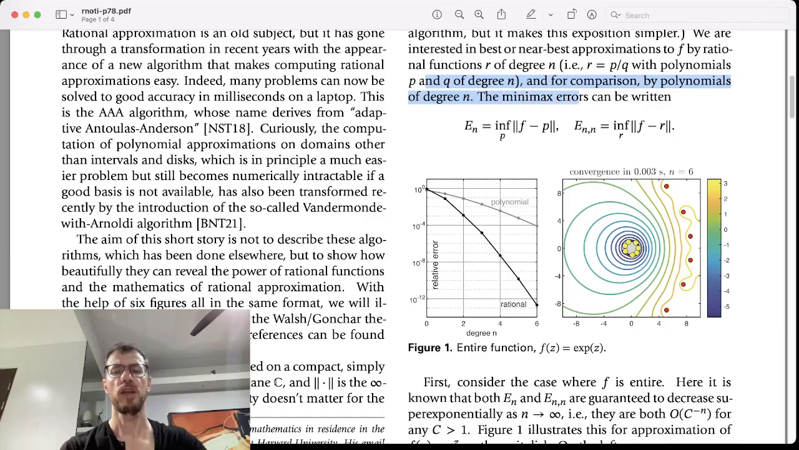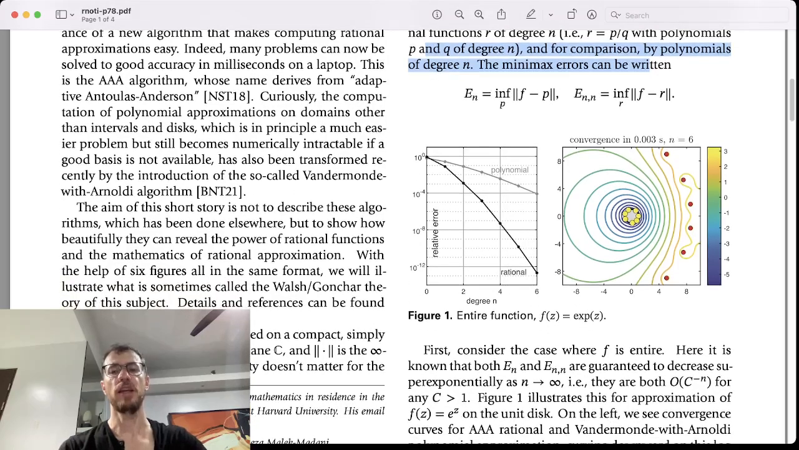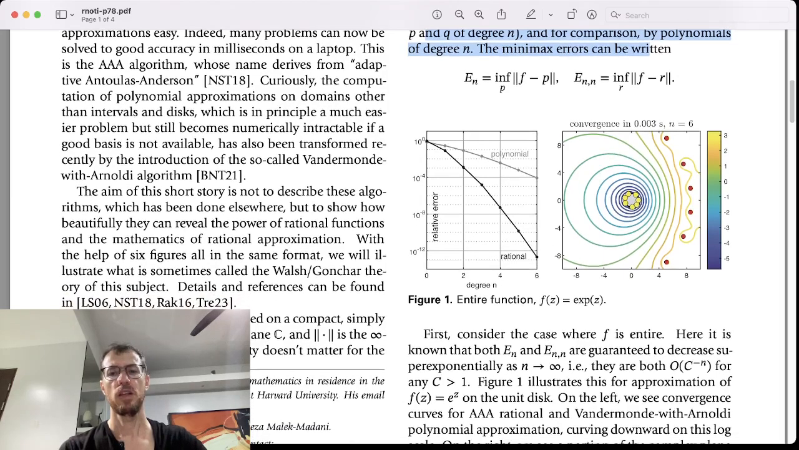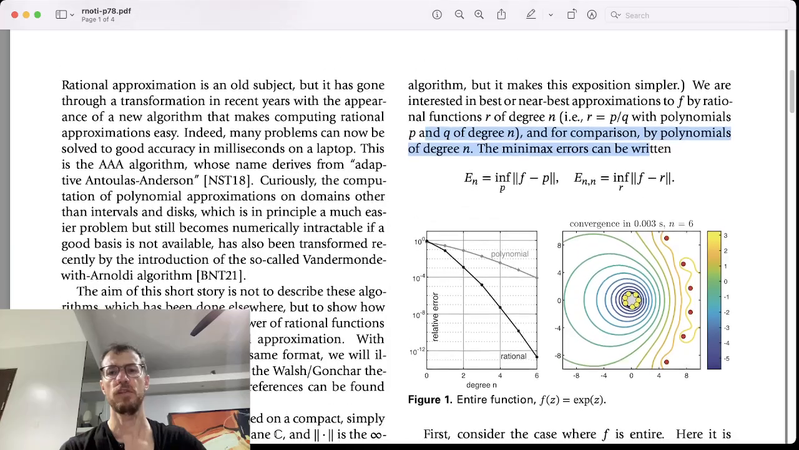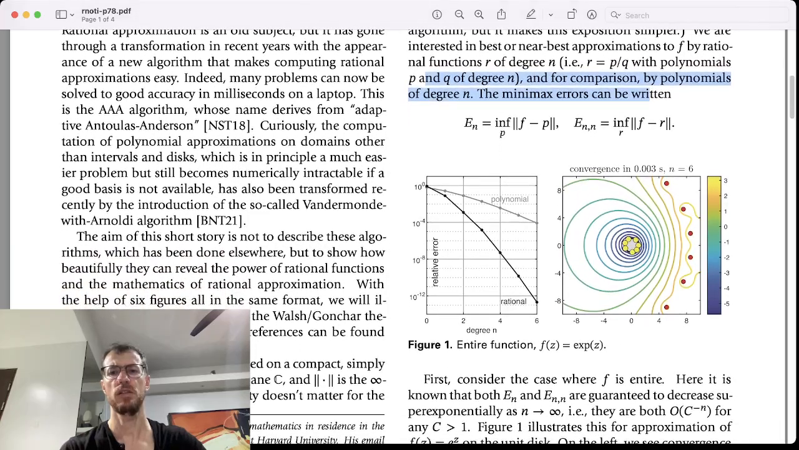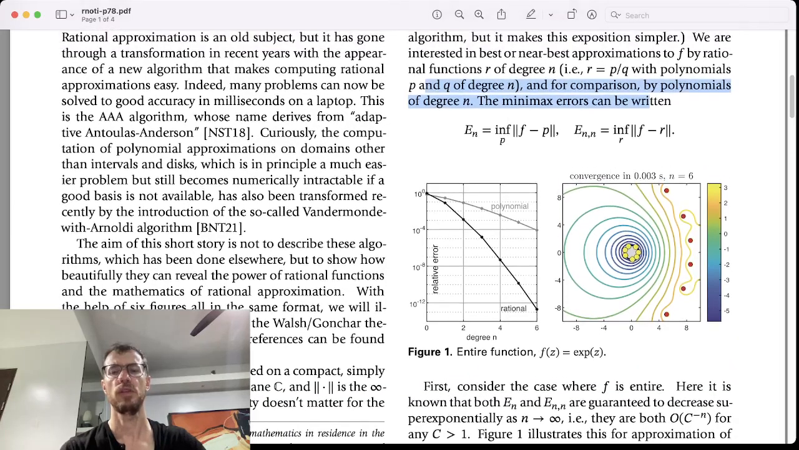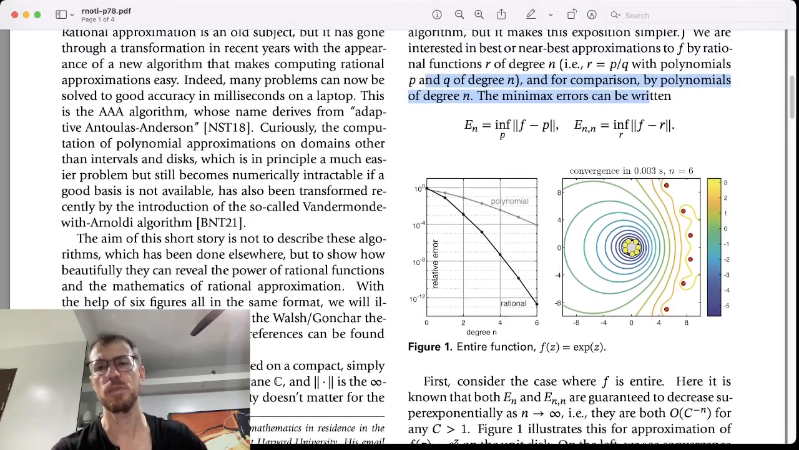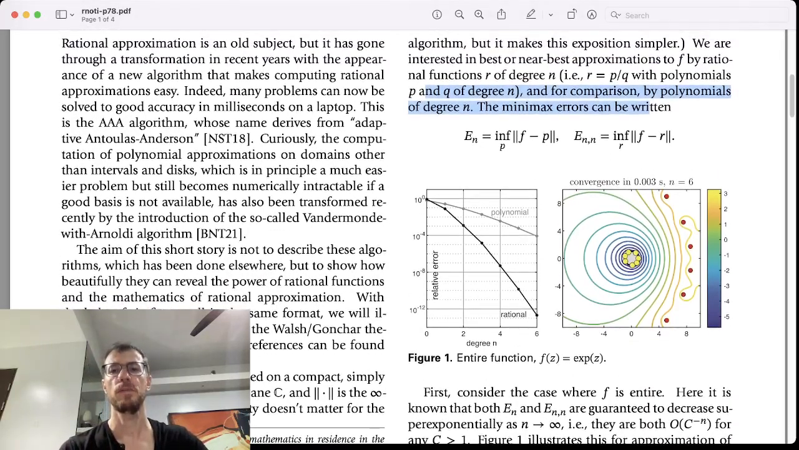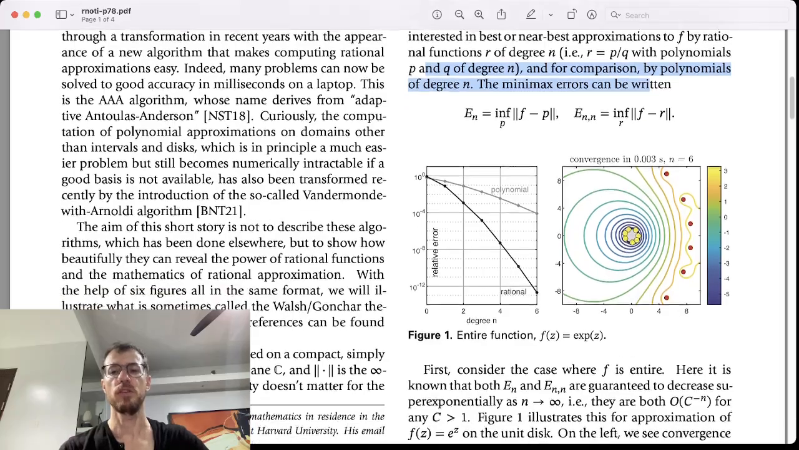The minimax errors can be written: error sub n equals infimum over all p of the infinity norm of f minus p, and error sub nn equals infimum over all r of the infinity norm of f minus r. I suppose p must be ranging over polynomials here, and r over actual numbers? No, p is ranging over polynomials, r is ranging over ratios of polynomials.